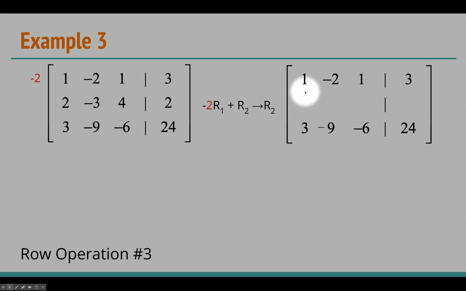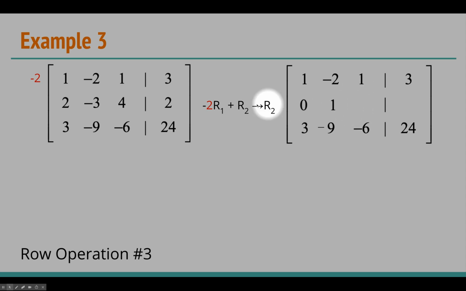So we'll do one entry at a time. This entry here is going to come from taking negative 2 times the entry in the first column and then adding row 2 to it. So negative 2 times 1 is negative 2. Negative 2 plus 2 gives me 0. For the next entry, I move to the second column. So I do negative 2 times the entry in the second column. So negative 2 times negative 2 is positive 4. Positive 4 plus a negative 3 gives me this entry, which is 1.